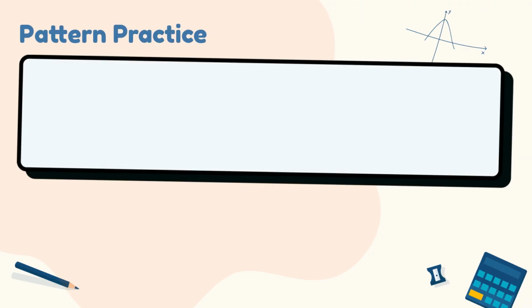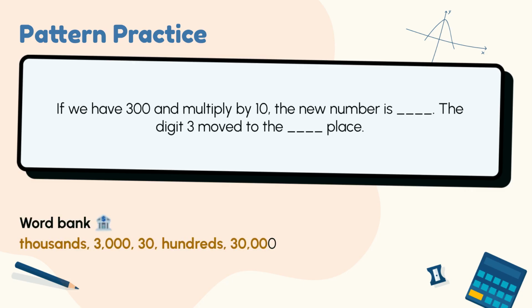Now let's practice a pattern. If we have 300 and multiply by 10, the new number is what? And where did the digit 3 move to? The answer is in the next scene.